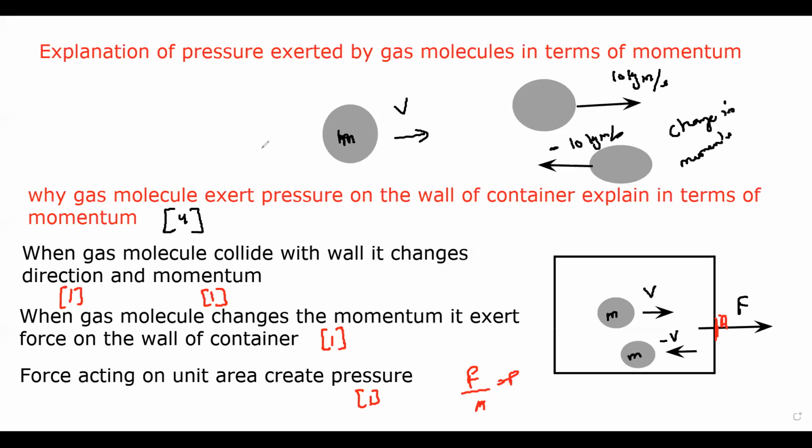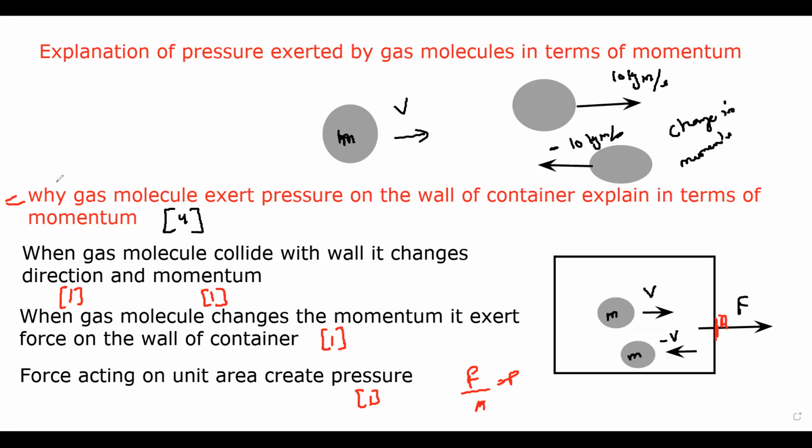So this is an important part. You will find this question very common: why do gas molecules exert pressure on the wall of a container, or explain in terms of momentum, or sometimes they say how do gas molecules exert pressure on the wall of a container. So you can use these points. This is a fixed way to answer.